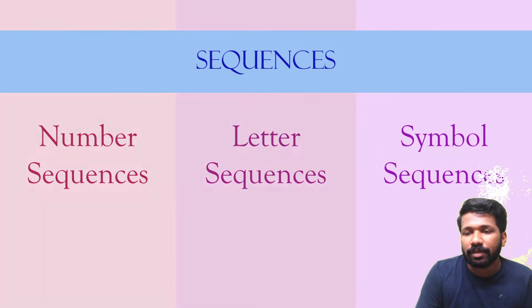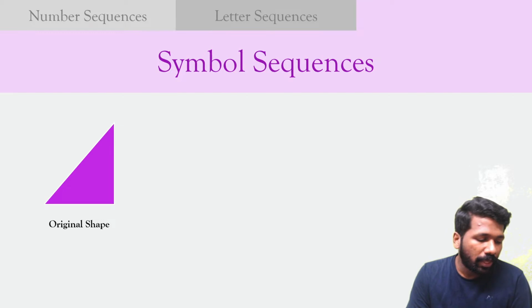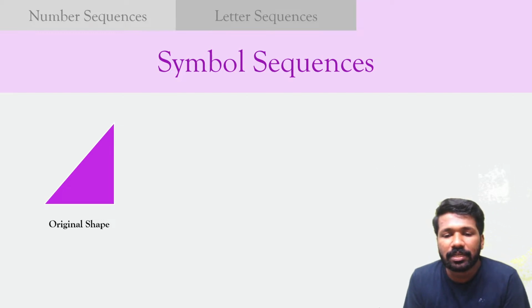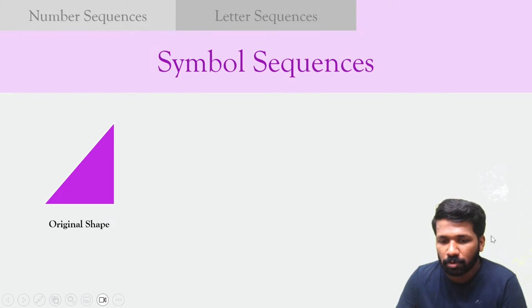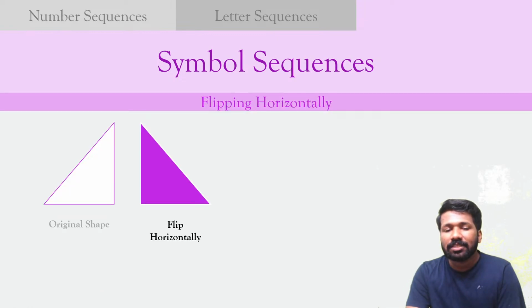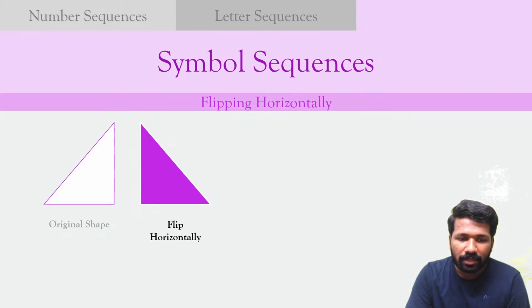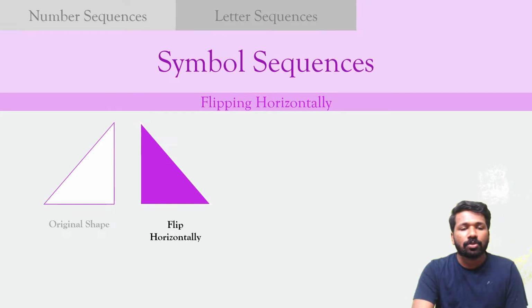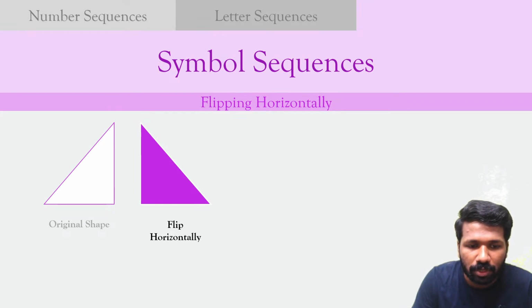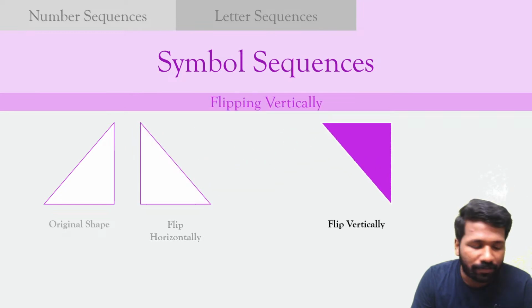Last classes we discussed number sequence and letter sequence, and today we are discussing symbol sequence in particular. In symbol sequence you need to first understand some operations. Some operations you should be clear about. One is, what is flipping? I hope all of you know what is flipping. If it is flipped in the horizontal direction, this is how it will look. We can flip it vertically also. This is a vertical flip.